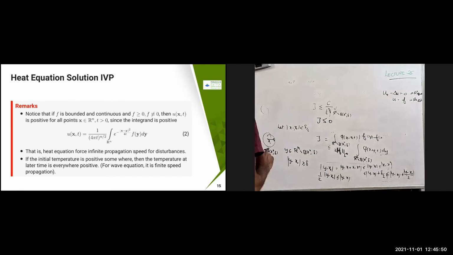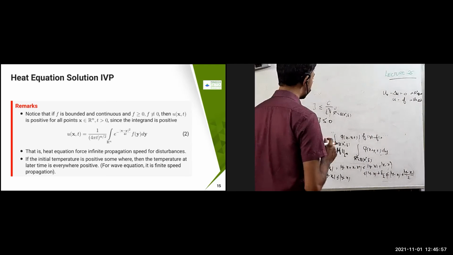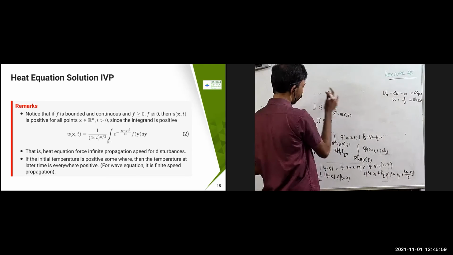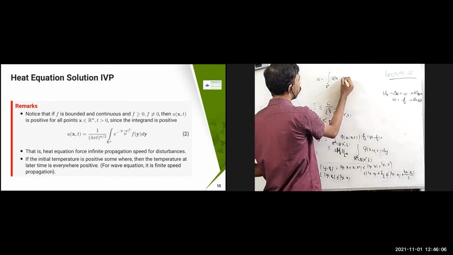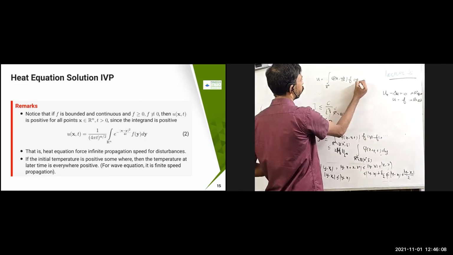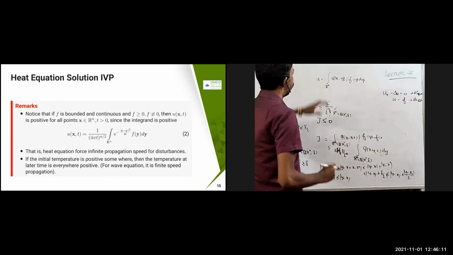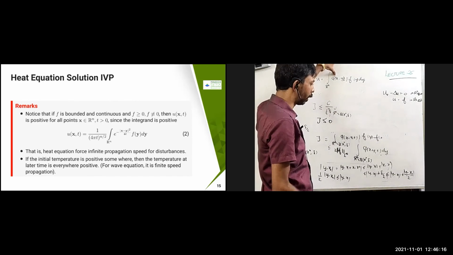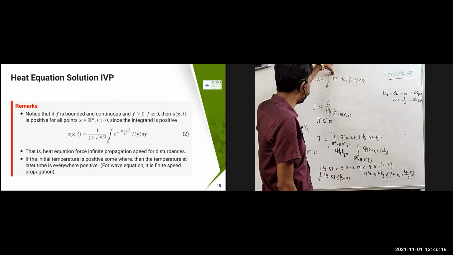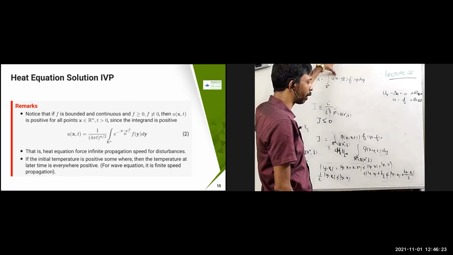Now, if this f is bounded and continuous, and let us assume that f is greater than or equal to 0 and f is not identically 0, then what is u? u is going to be the integral over R power n of phi of x minus y comma t into f of y dy. We know that phi of x minus y comma t is always positive. According to the fundamental solution's definition, with 4 pi t and e power minus x minus y whole square, it is always positive.